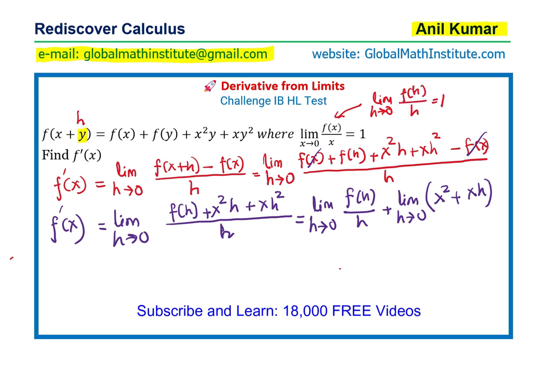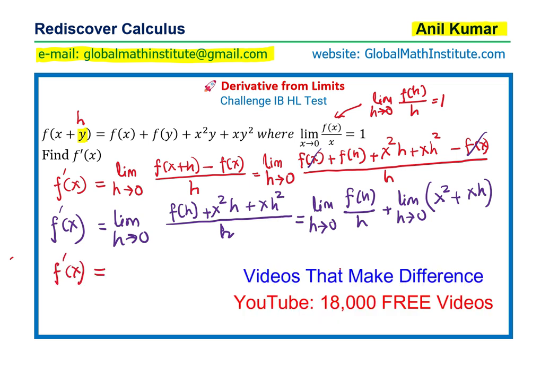That's what it is. So now the derivative for this function is, so the first part here, which is this, is 1, right? Plus, now here when you substitute h as 0, you get only x square. So that becomes the answer for this particular question, and that is the derivative f prime x. So I hope the concept is absolutely clear.